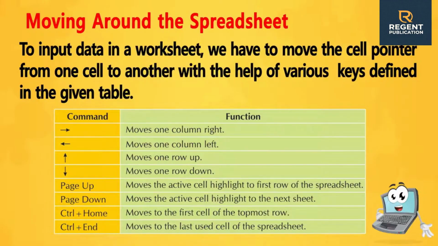Command, function: right arrow moves one column right, left arrow moves one column left, up arrow moves one row up, down arrow moves one row down. Page up moves the active cell highlight to first row of the spreadsheet. Page down moves the active cell highlight to the next sheet. Control plus Home moves to the first cell of the topmost row. Control plus End moves to the last used cell of the spreadsheet.